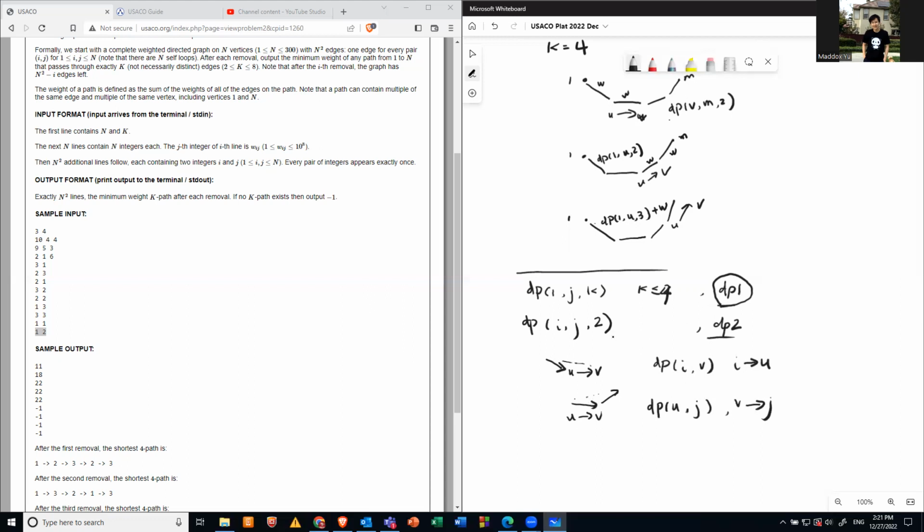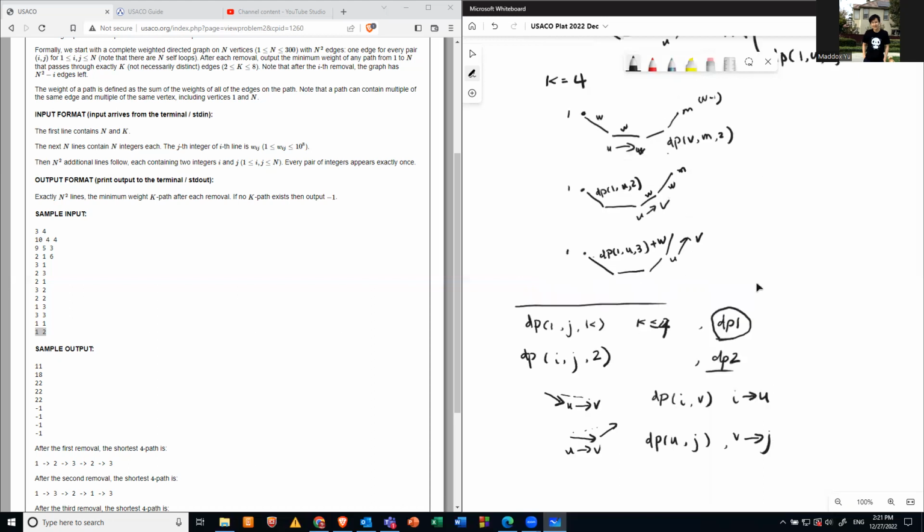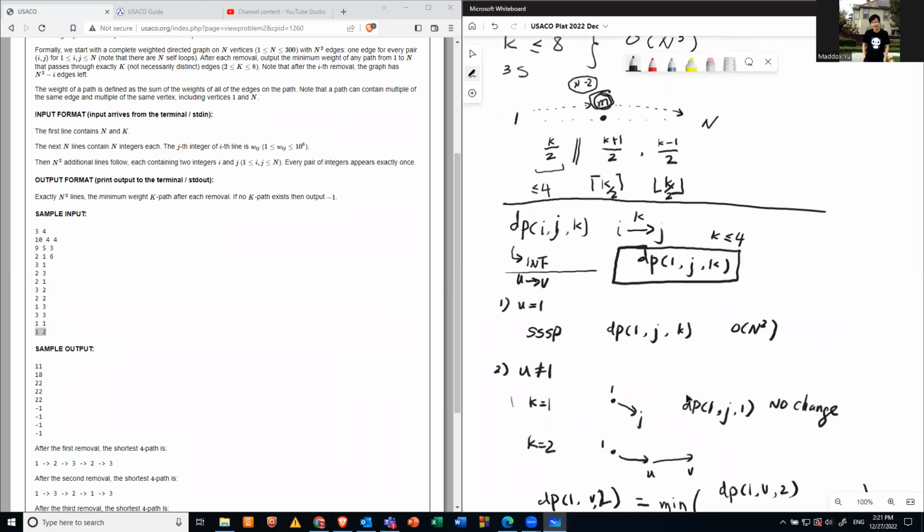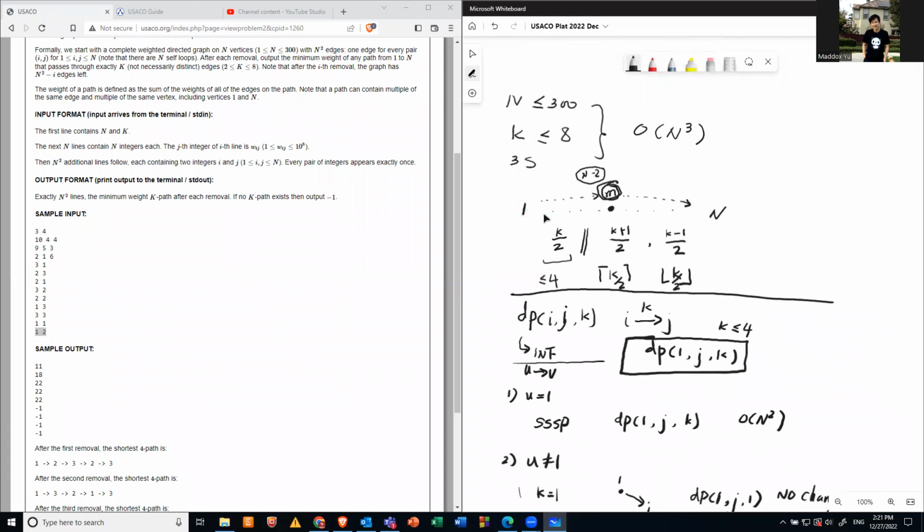Okay. Once you have this, you have calculated the shortest path from 1 to the midpoint, right? From 1 to the midpoint, k less than or equal to 4. So you don't have to do all 8. Then in the same way, you can calculate from m to n. So basically, for the same way, you can calculate dp from, let's say, i to n with k less than or equal to 4, right?